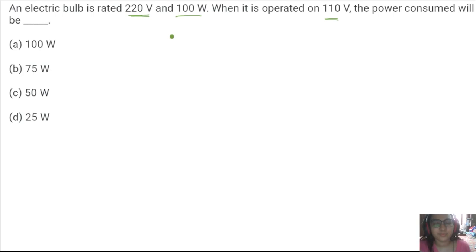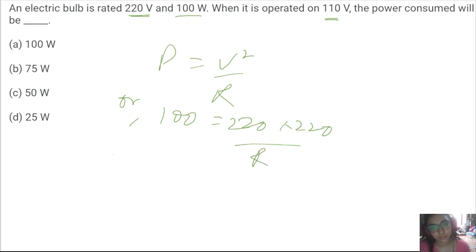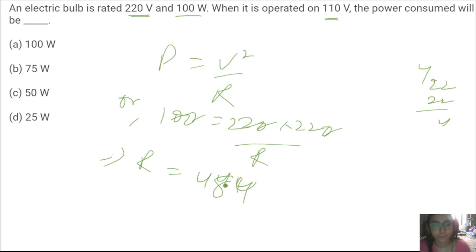So we know that P equals to V square by R, or 100 equals to 220 into 220 by R. Here we find the resistance R of the electric bulb. Right. Just checking, sorry. Sorry, 484. Yeah. So 484. Okay.